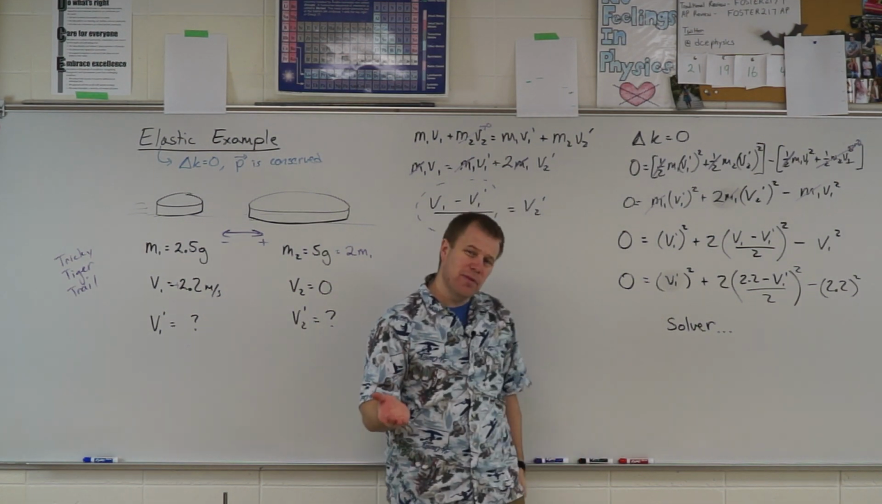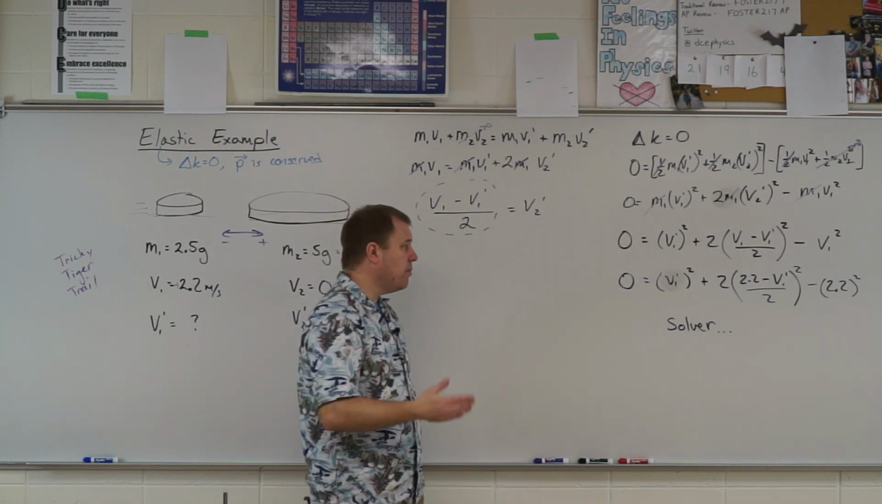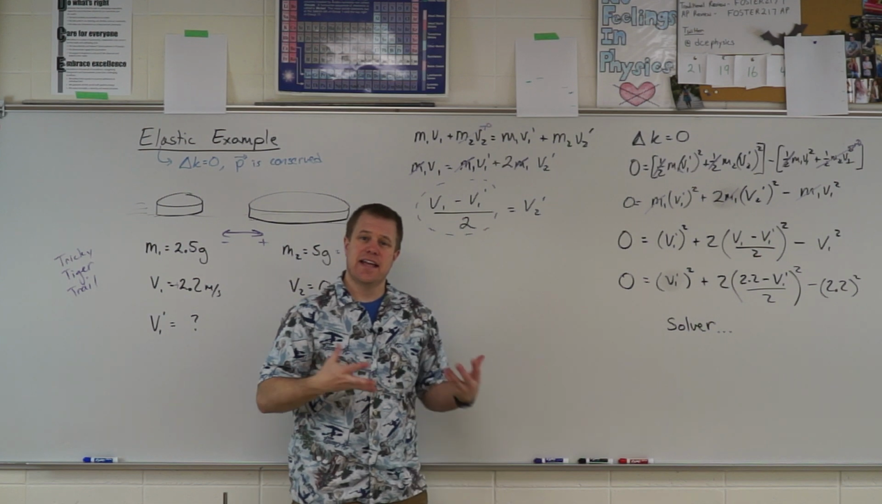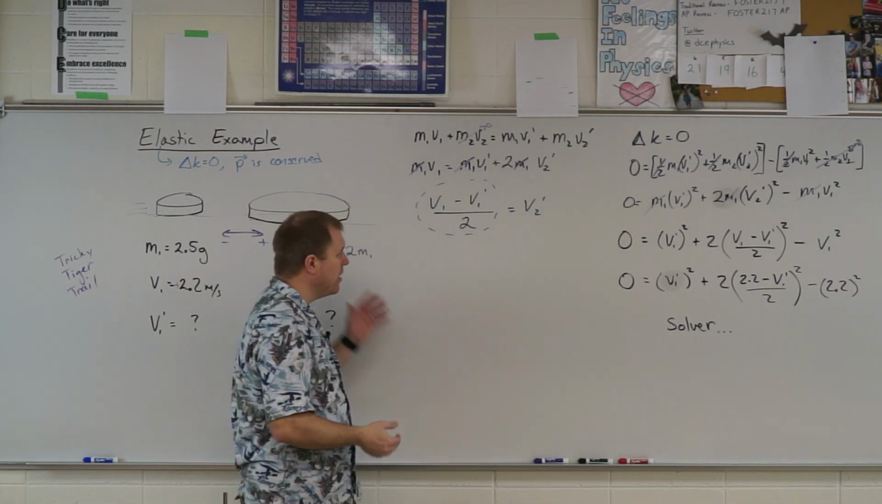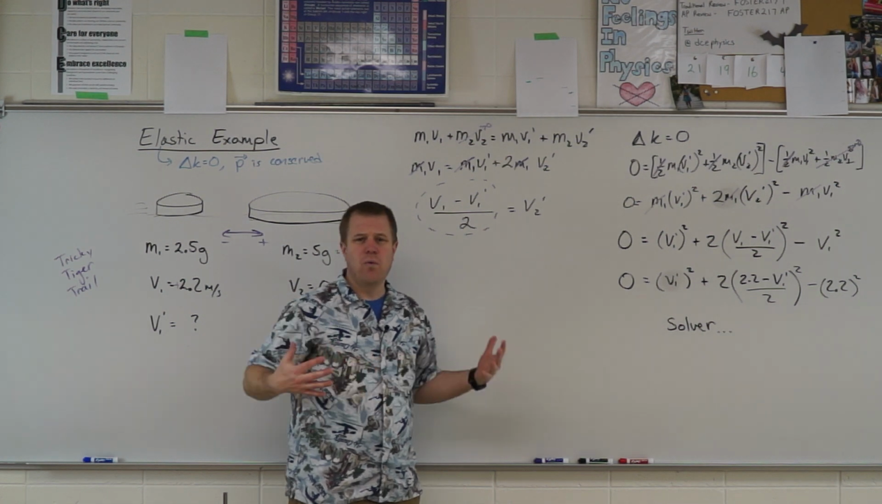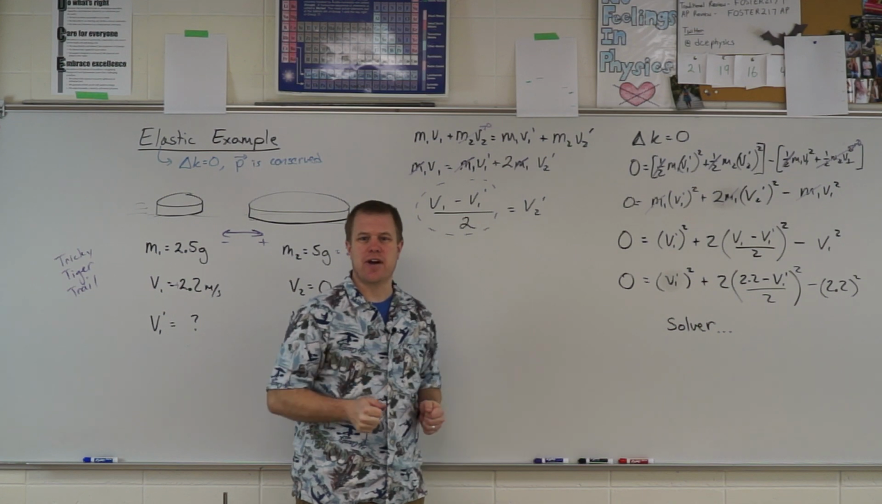Now the problem with Solver is you have to give it a guess, remember? And so what we're going to do is look at the air track in the back and get an idea of, when one object comes in and hits a stationary object in an elastic collision, what can I predict about that final velocity? So let's go to that air track.